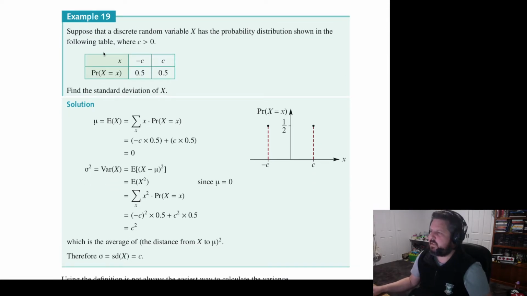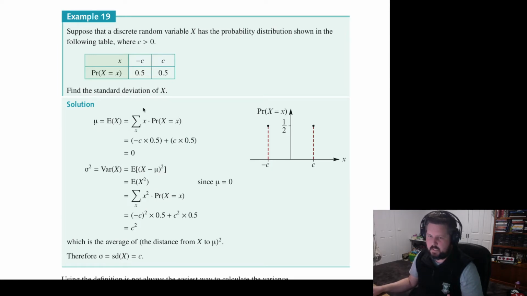Alrighty, let's have a look here now at example number 19. It says here, suppose a discrete random variable x has the probability distribution shown in the table that's listed here. So we've got negative c, chance is 0.5, and to get a positive c, it is 0.5 as well. Alrighty, so first of all, it's ultimately asking us to find the standard deviation. So in order to work out the standard deviation, we need to work through a few things. So the first thing we want to find is mu, or the mean, the expected value of x.